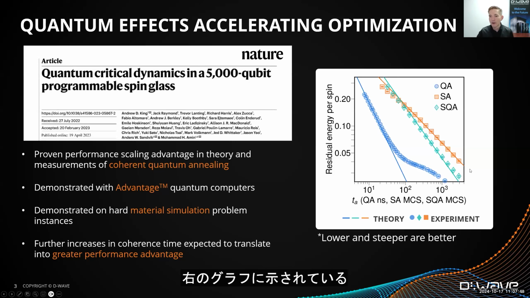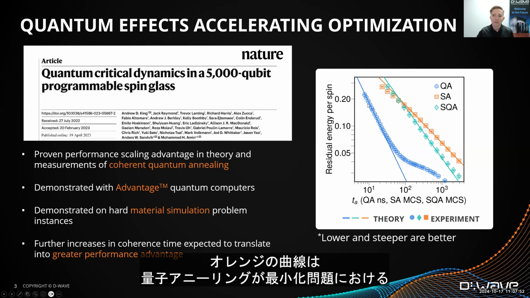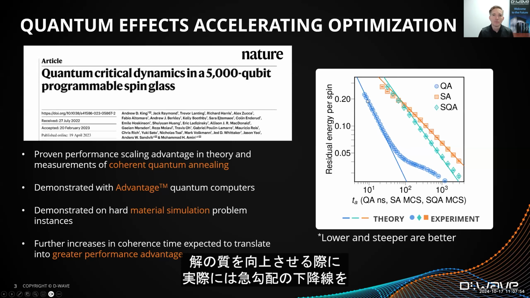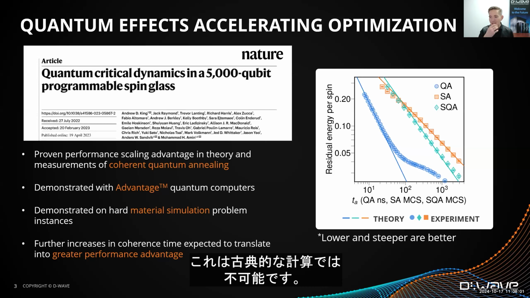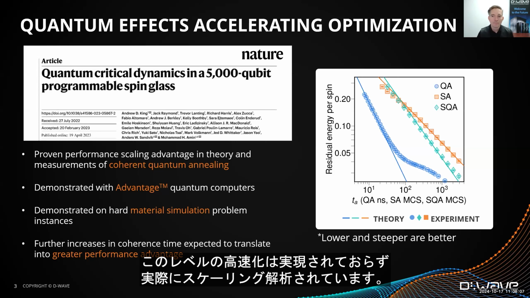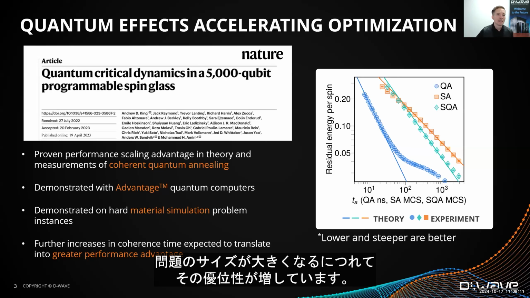And this graph on the right, showing these blue, teal, and orange curves, shows that quantum annealing actually has a steeper slope of descent as it improves the solution quality in a minimization problem. And this is not possible with classical computing. So all of the improvements we've ever had with classical computers don't show this level of speed up, which is actually scaling. So the advantage is increasing as the problem sizes increase.